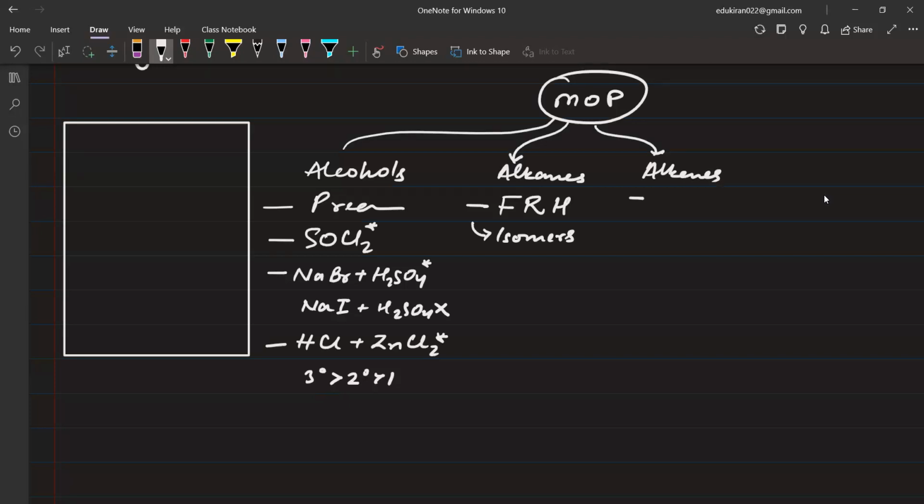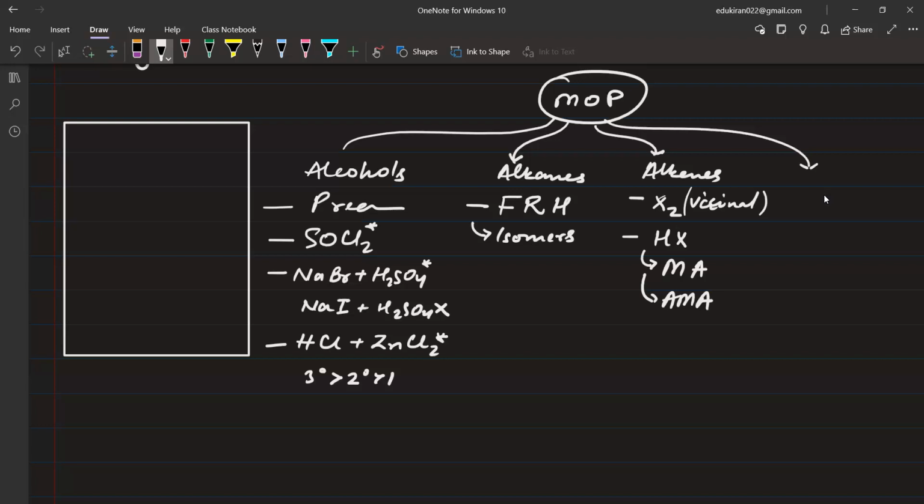Then we have from alkenes. Now in alkenes, you have two methods. When you react with halogenation, if you do X2, Cl2 or Br2, then you will get vicinal dihalides. Then we use HX. Now HX can be used on its own. So here you have two cases, Markovnikov or anti-Markovnikov: Markovnikov addition or anti-Markovnikov addition, Markovnikov rule or anti-Markovnikov rule. After that, you can put the rest of them in miscellaneous.